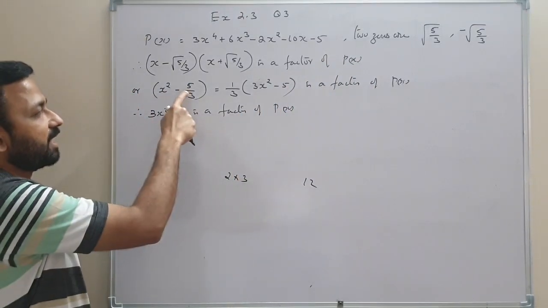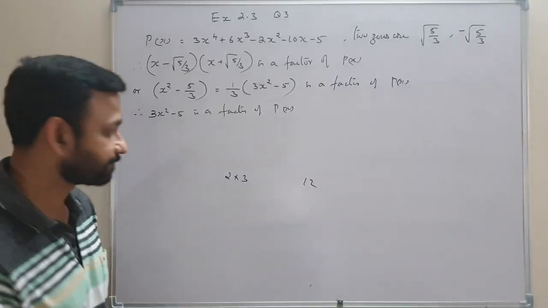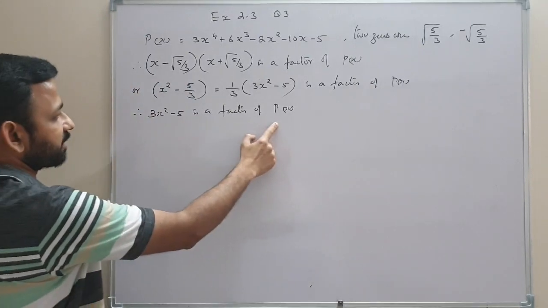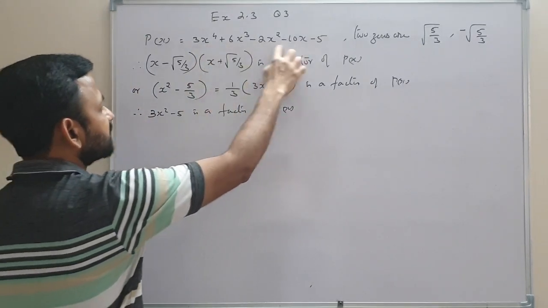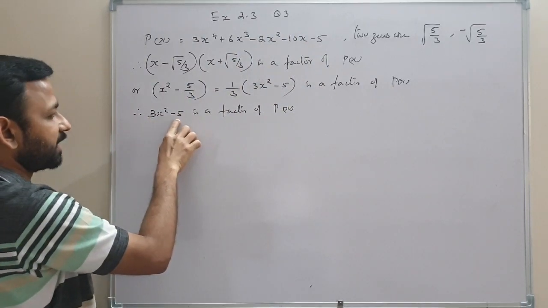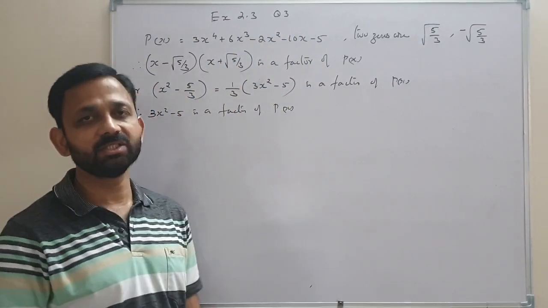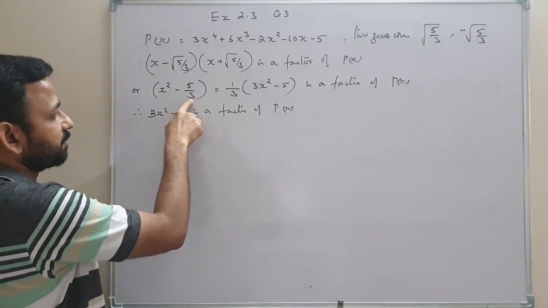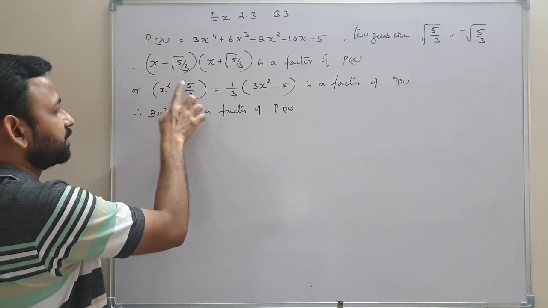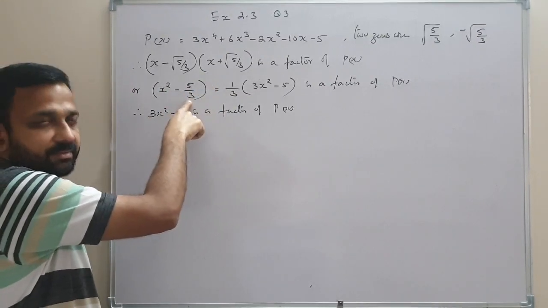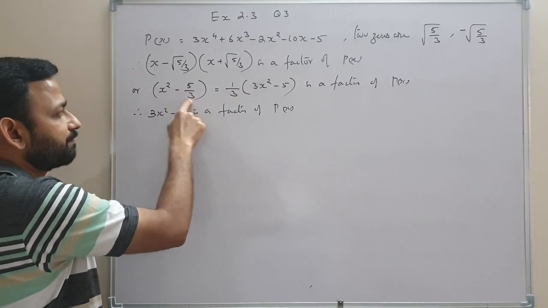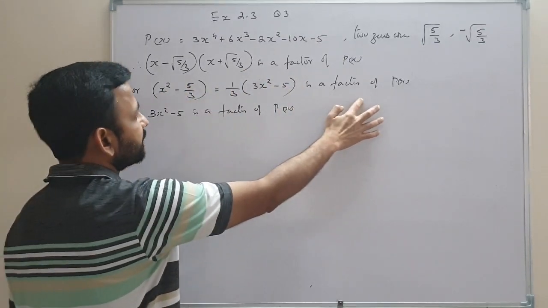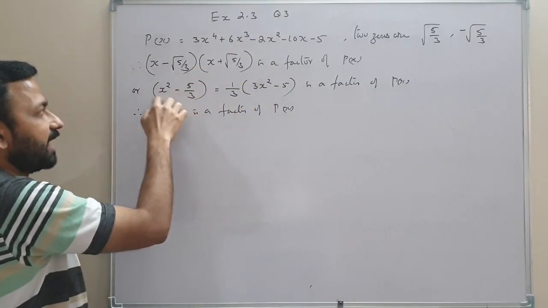And if 3x square minus 5 is a factor of Px, then when we divide this polynomial by 3x square minus 5, the remainder will be 0. And here we have a fraction. Suppose it is a whole number, x square minus 5, instead of 5 by 3. Then we need to convert like this. If x square minus 5 is a factor of Px, then we can divide this polynomial by that same expression.